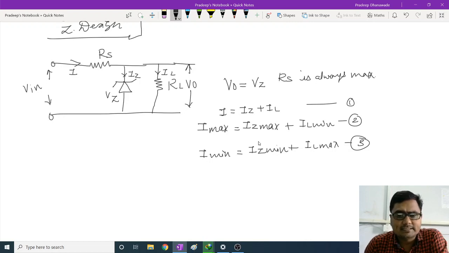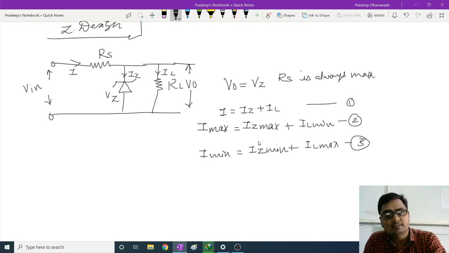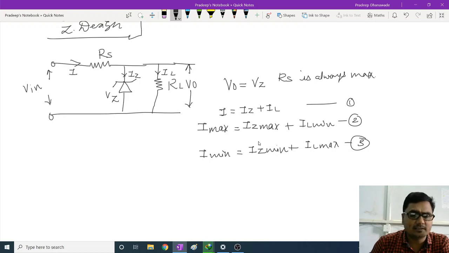Now the thing is, what does designing of this Zener shunt regulator mean? Designing of any circuit, as I told you, means calculating the values and ratings, that is, the specifications of all the components present in the circuit. For example, if I want to design a Zener shunt regulator, I have to find the values and ratings of the components used in the circuit. So how many components are there?